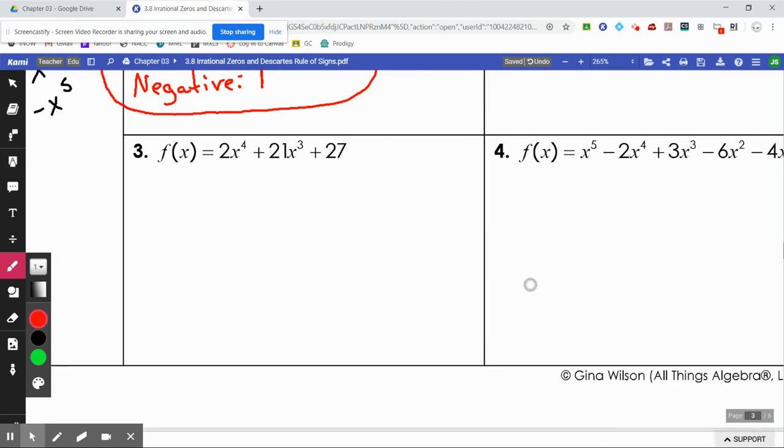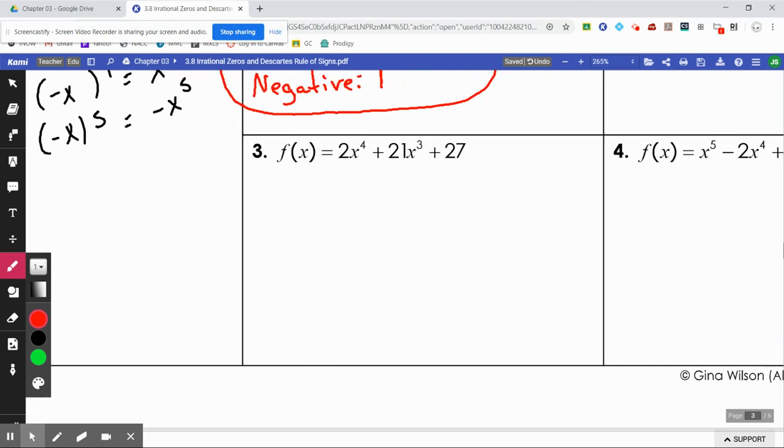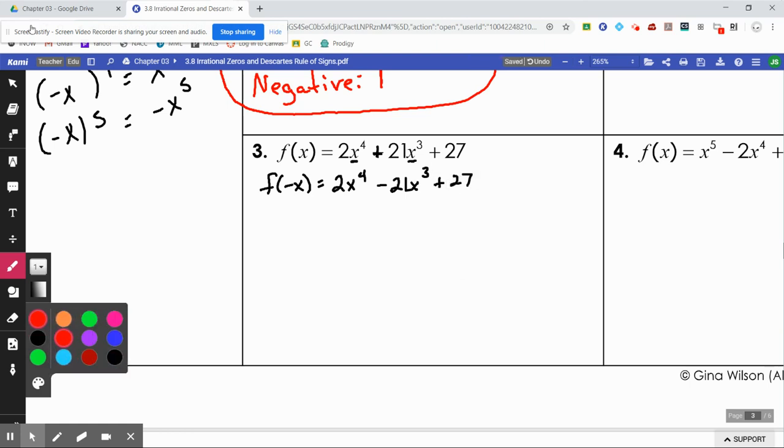Number 3, you have f of x. Let's find first off f of negative x. When you raise negative x to the 4th power, you lose that negative. When you raise negative x to the 3rd, you keep the negative. So you have a positive times a negative. That'd be a negative 21x to the 3rd plus the 27.